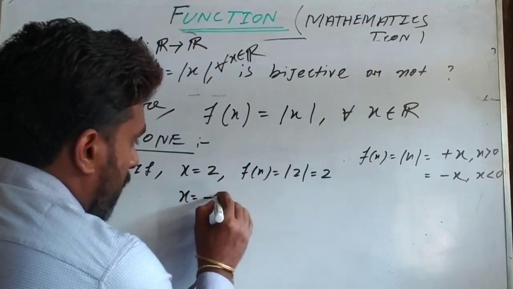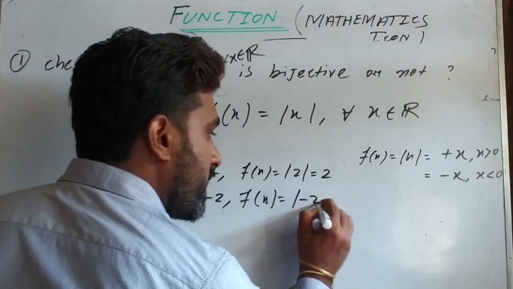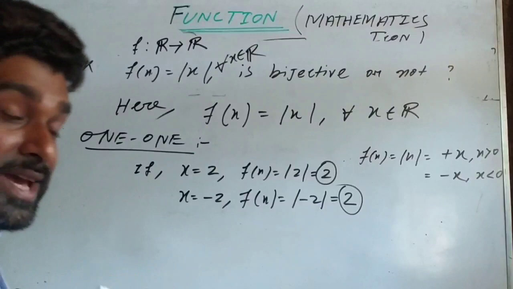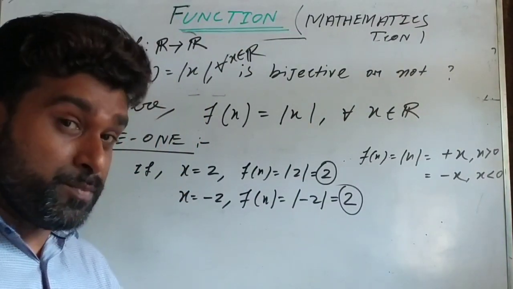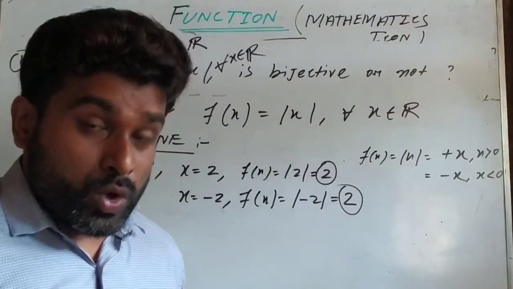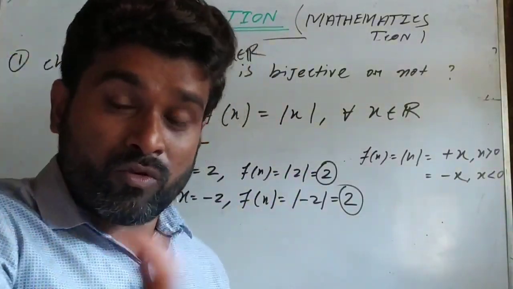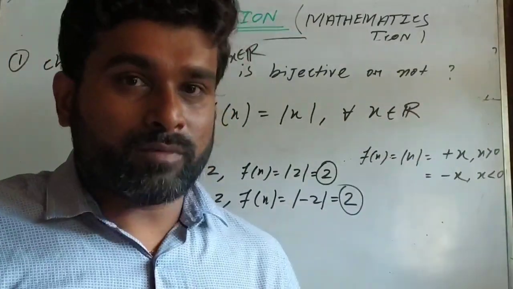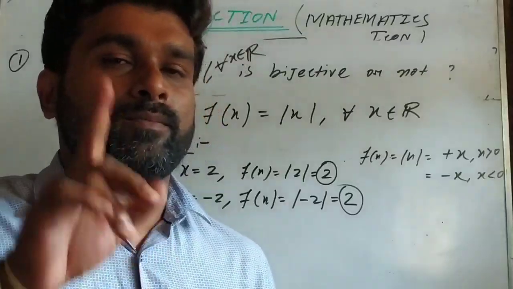Okay, x equals minus 2, so f(x) equals mod of minus 2, which equals 2. Here you can see that in the modulus function, whatever the value of the input, the ultimate answer will be positive. We know very well that if you use the mod function, whatever the input, the output will be a positive value.